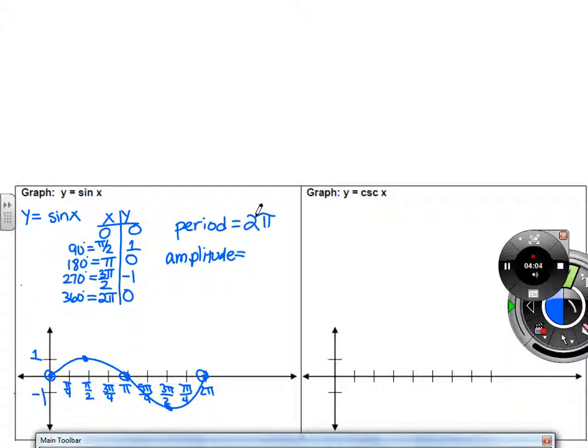What kind of changes do you guys think are going to affect the period of the graph? So you know how we said yesterday, oh, we can put numbers here.